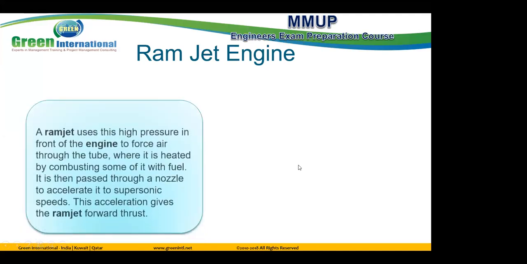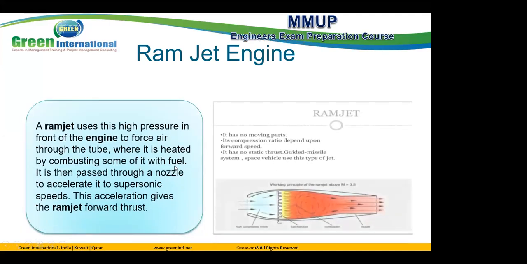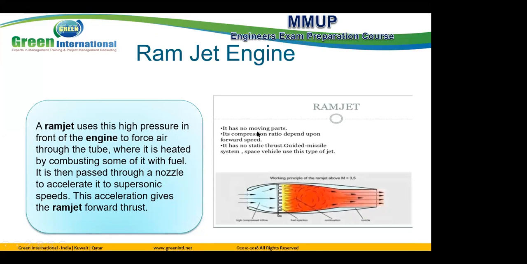Here is a brief on each one. The ramjet has no moving parts. Its compression ratio depends upon forward speed. It has no static thrust. It is used in guided missiles and space vehicles. It uses the high pressure in front of the engine, is accelerated to supersonic speed, and works in supersonic flow.